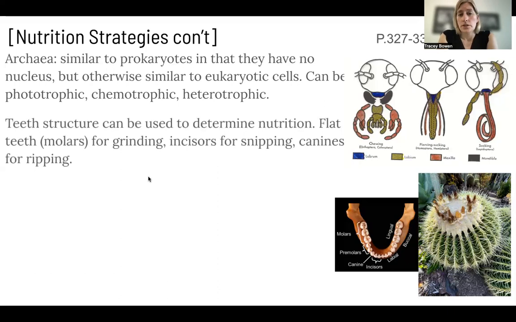Teeth can be used to determine nutrition. So if we have flat teeth like molars, those are typically for grinding. So if you've ever seen the inside of a horse's mouth, they pretty much only have molars from here all the way back. And then they have incisors at the very front for snipping. We have incisors too. And then canines, my canines are really flat, so they're not really good examples, but canines being for ripping action, and we see those on dogs.